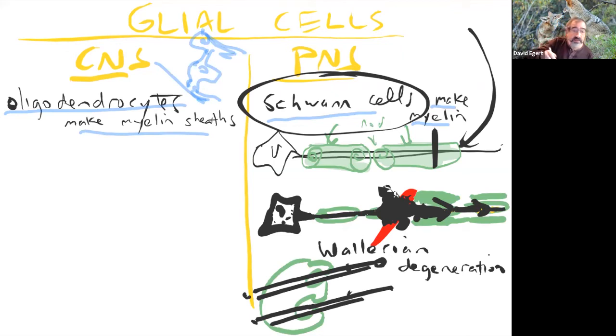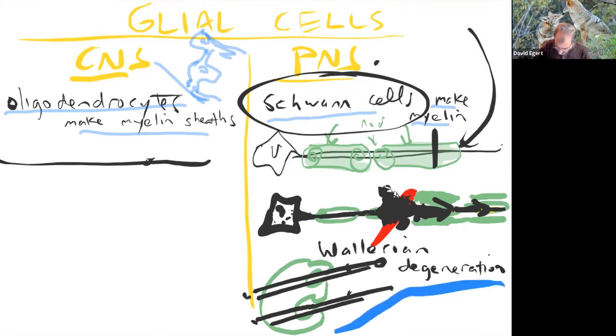All right, so that is myelin in the PNS and the CNS. In the PNS, there is also another thing called satellite cells.